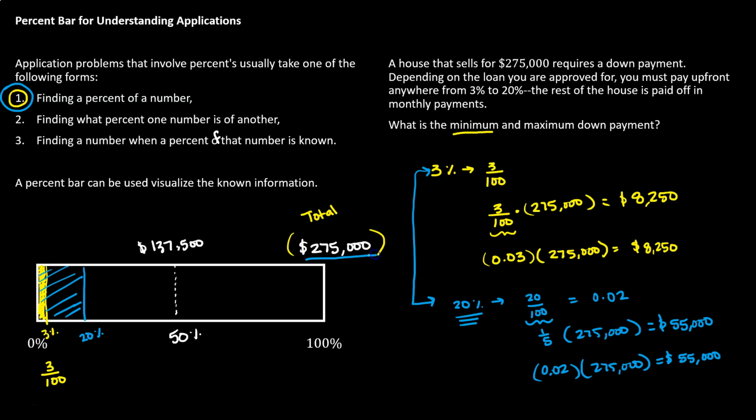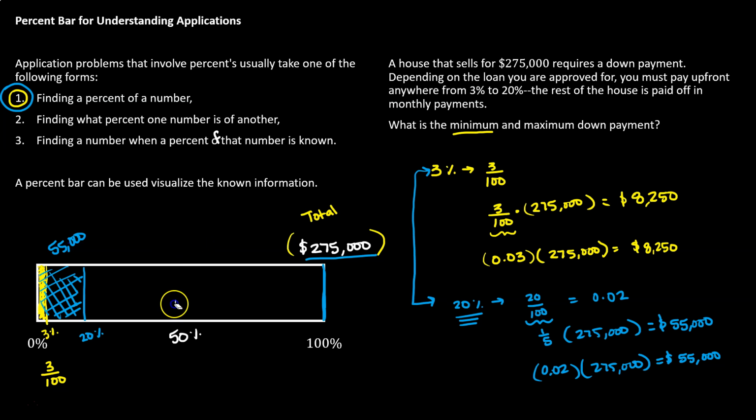For example, the total. So we know how much money it takes to fill up the entire percent bar. And then we looked at what we wanted to calculate. For example, 3% or 20%. We were looking for the values that would fill in these spaces. For example, this blue space is equivalent to $55,000.